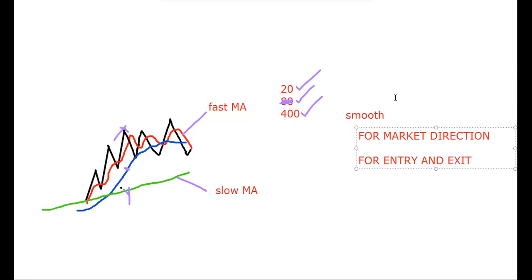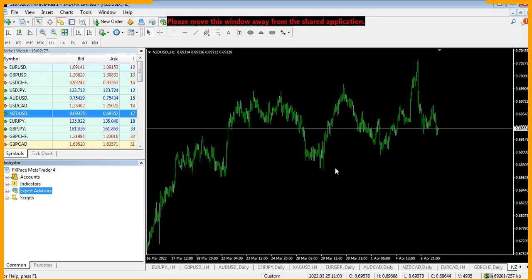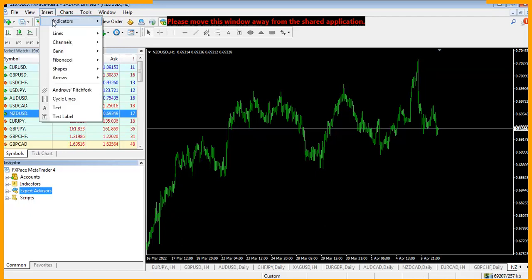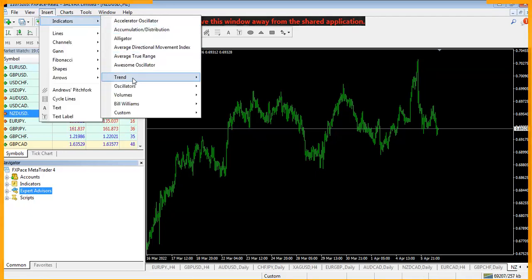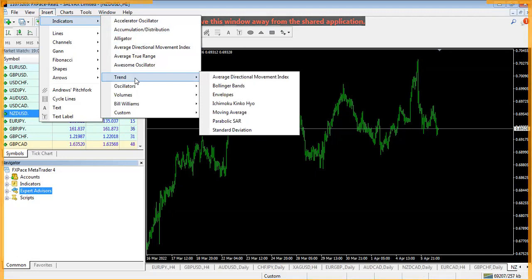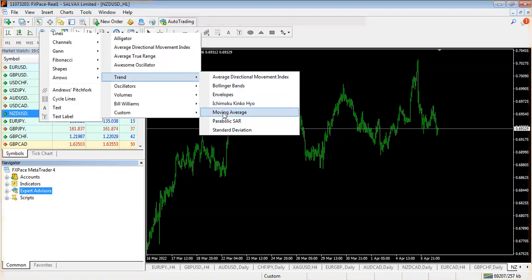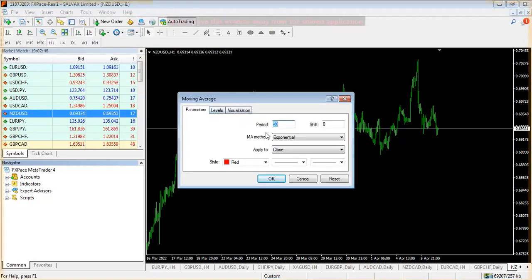I haven't said that. Let's go to the chart and show a moving average. So this is the market, this is the chart, New Zealand dollar, USD. You go to the insert menu, click on indicator, click on trend. Moving average is a trend indicator. So you can see moving average. We have other trend indicators.